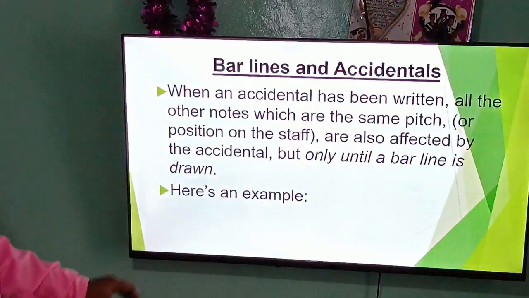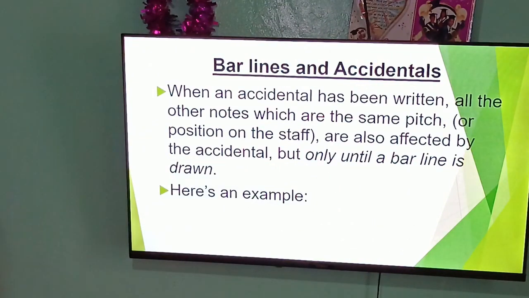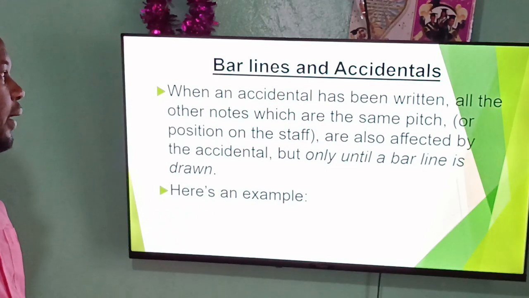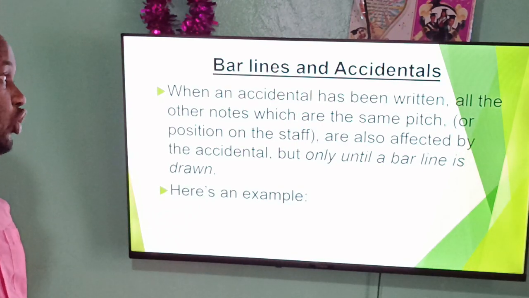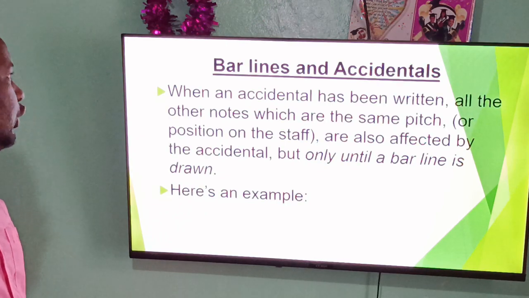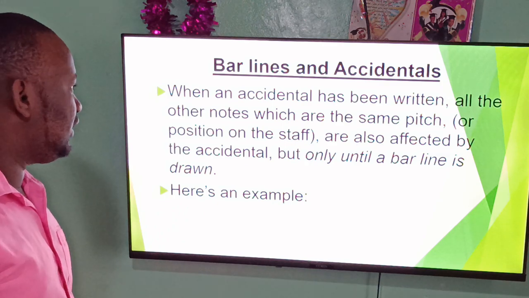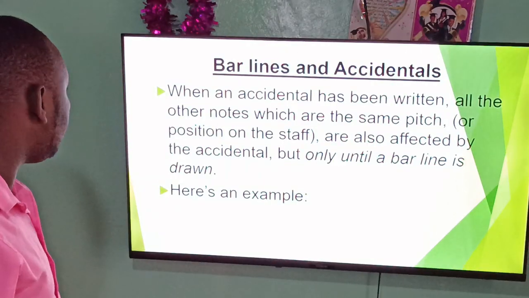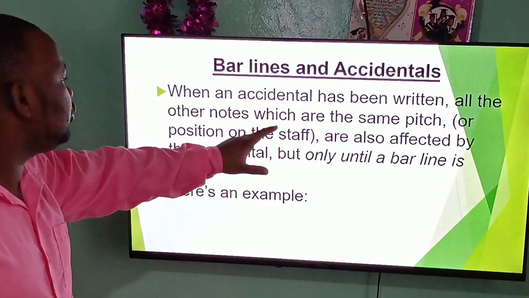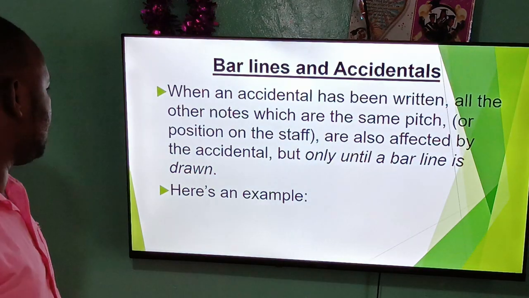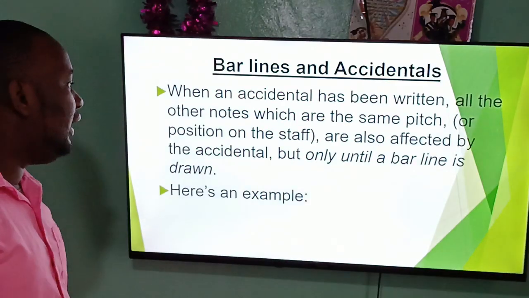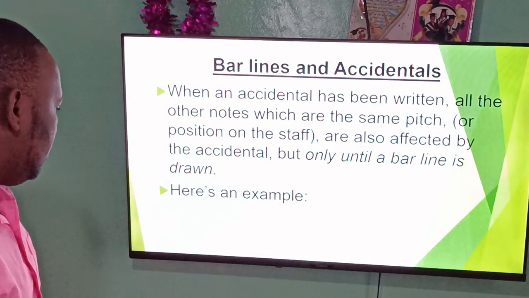Having discussed that, we shall now go to bar lines and accidentals, because an accidental can affect all the notes in that bar, but a bar line can cancel it. Let's see what happens when an accidental has been written. All the other notes which are the same pitch or position on the staff are also affected by the accidental, but only until a bar line is drawn.